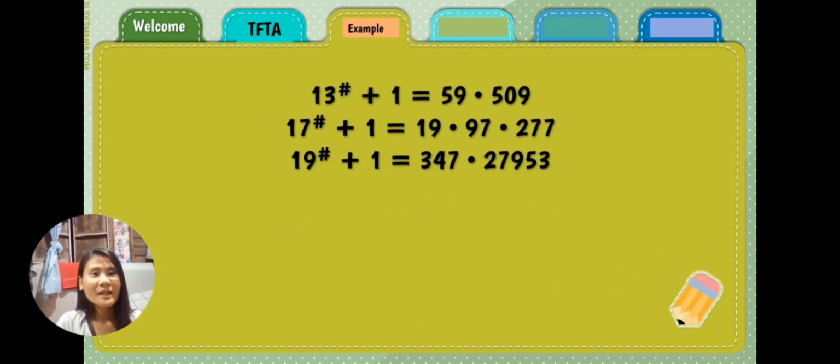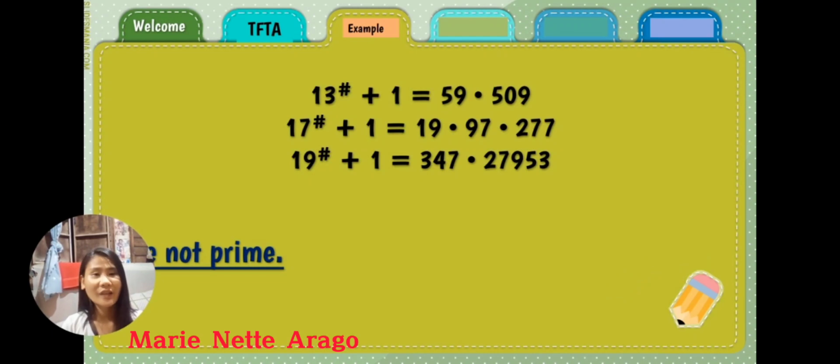So we have 13 raised to a number plus 1 is equals to 59 times 509. 17 raised to a number plus 1 is equals to 19 times 97 times 277. And last is 19 raised to a number plus 1 is equals to 347 times 27,953. So those are not prime.